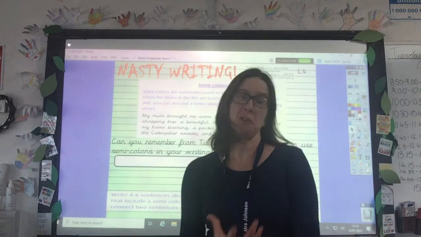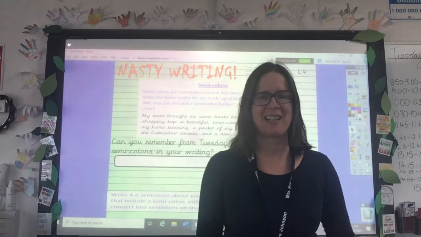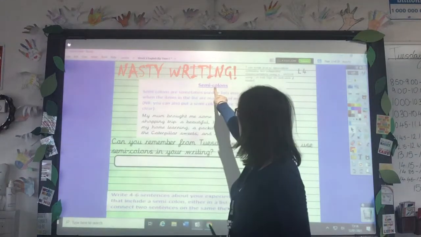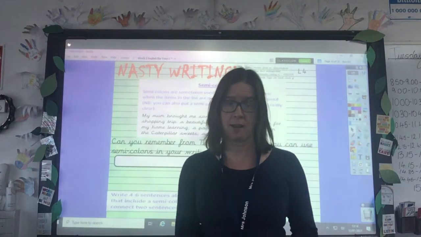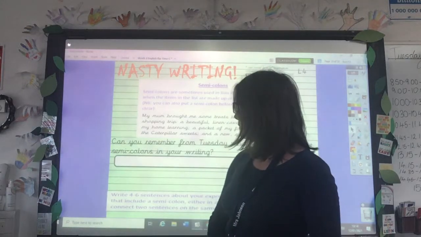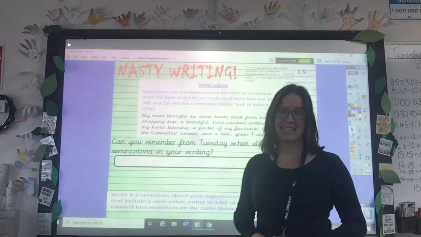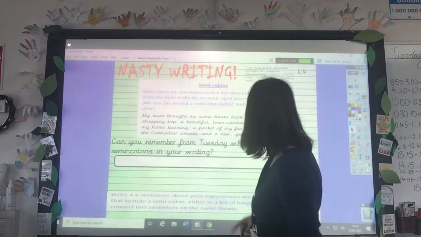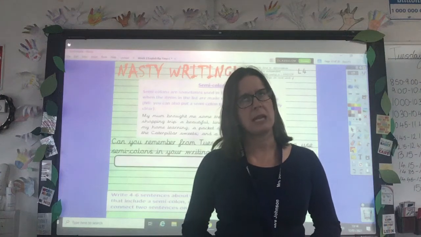As always, you know the drill. Have a go at the nasty writing task first before you start the writing task for today. Today is about semicolons again, which I know was the nasty writing task a couple of days ago. Can you remember from Tuesday when we did the semicolon nasty writing task what we said you use semicolons for? Have a little think.